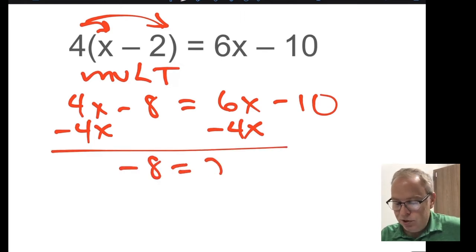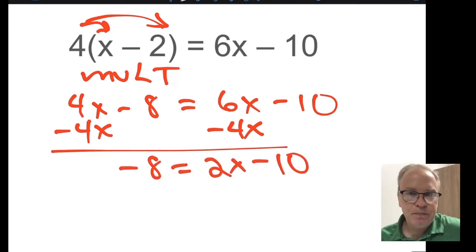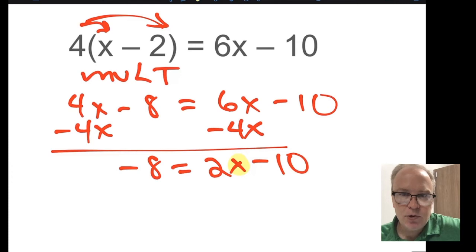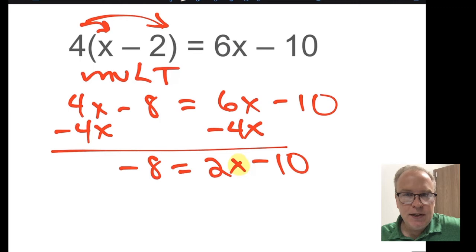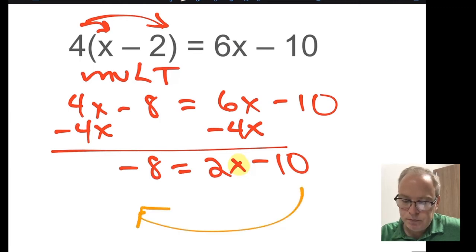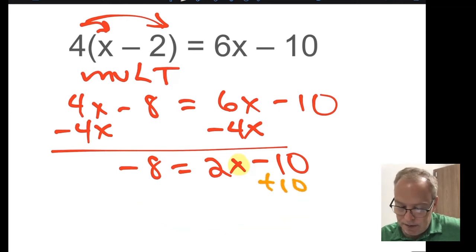Negative 8 equals 2x minus 10. So now I've got, let me highlight this guy, 1x sitting there that I want to isolate, I guess is my point. I don't have 4x on this side and 6x on the other. We want to get them on one side. So now all the variables are on one side. So now you treat it like everything else needs to get to the other side now. So I'm going to add 10.